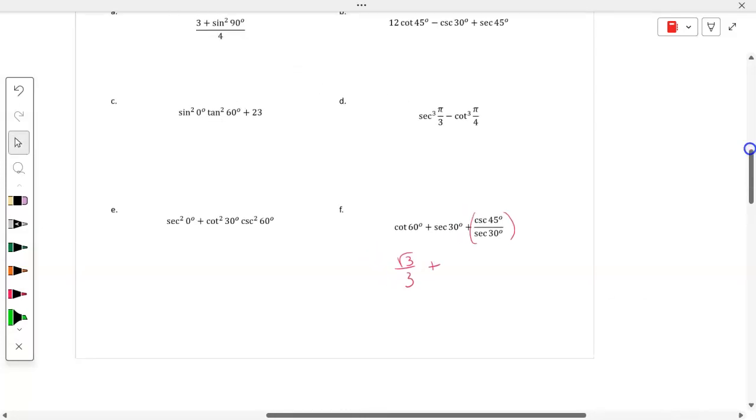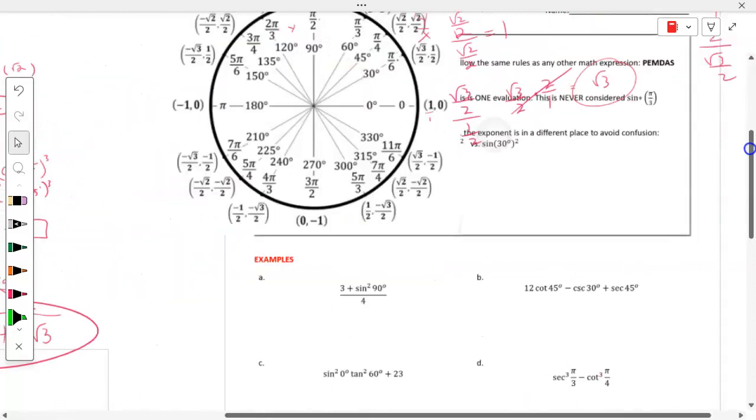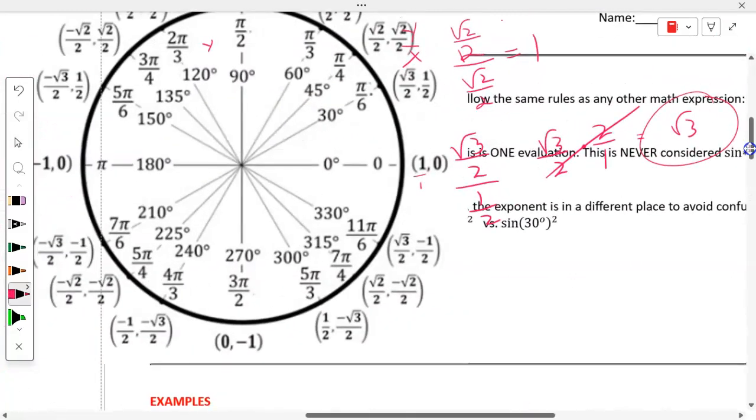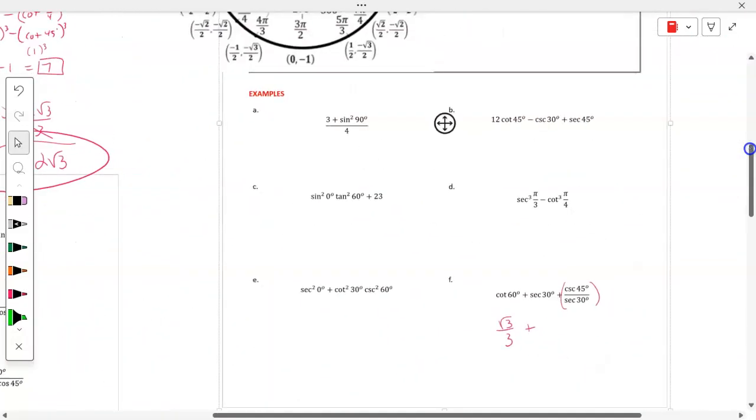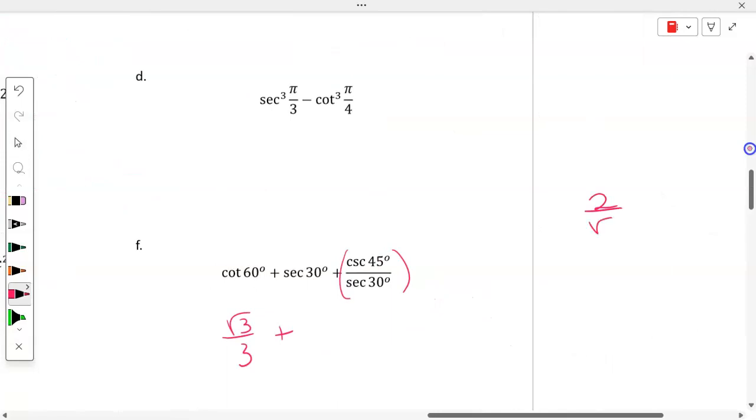Plus the secant of 30. Well, secant is the flip of cosine. Cosine is x. So we're going to find the x value at 30, which is root 3 over 2, right? And we're going to flip that, which is, again, going to be 2 over root 3. So off to the side, we have 2 over root 3. Can't leave it like that. We're going to rationalize and get 2 root 3 over 3.